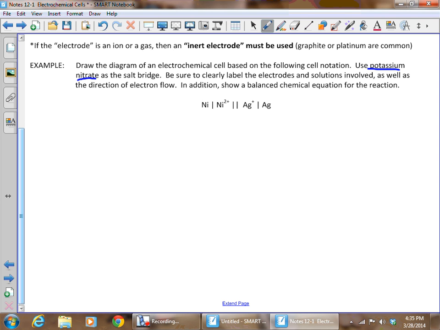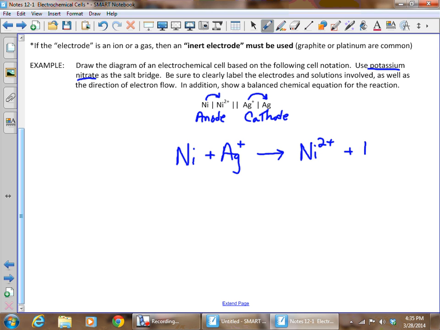But let's also remind ourselves, first of all, that in this standard cell notation, this is the anode side and this is the cathode side. So it always is in order of how it's reacting in the reaction. It's always going from here to here and from here to here. So we're going to write it that way. We're going to say that nickel is going to nickel 2 plus, and the silver ion, Ag plus, is going to Ag.